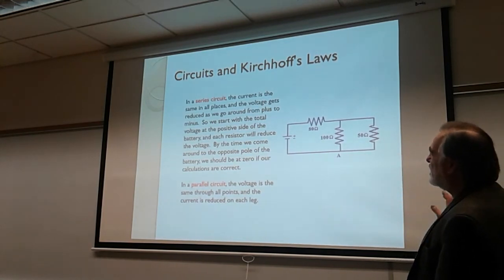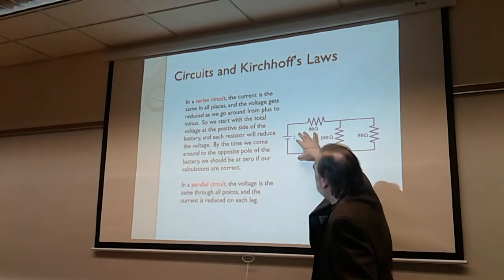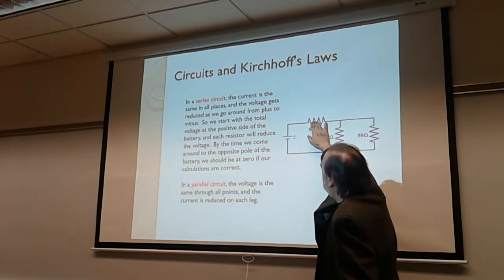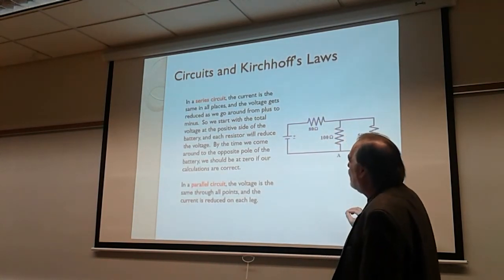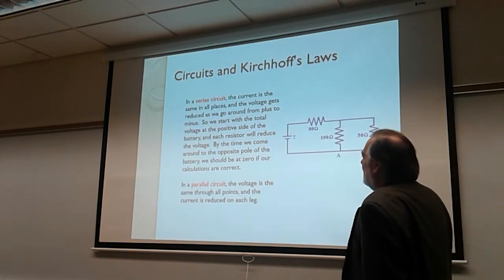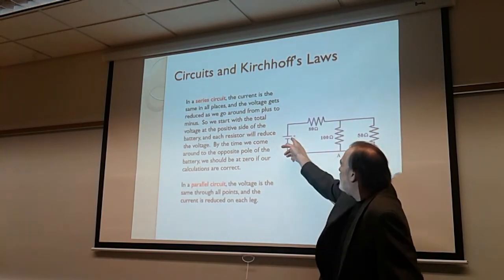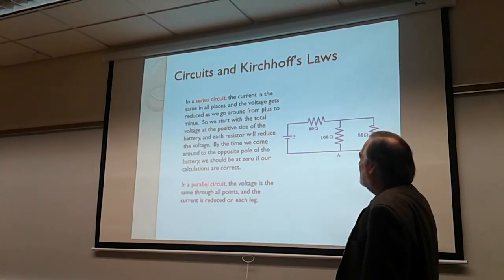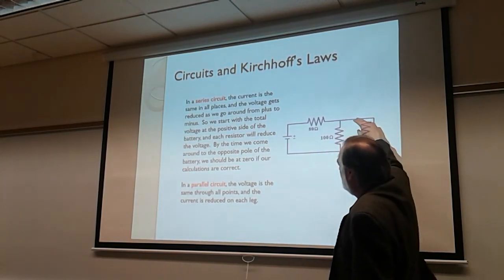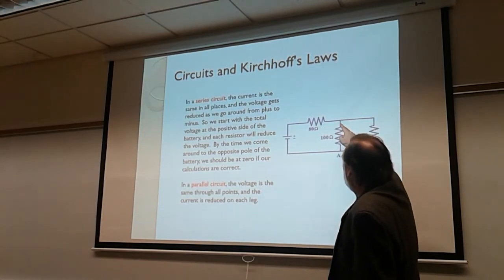So, in summary, in a series circuit, the current is the same in all places in the series circuit, and the voltage gets reduced as we go from plus to minus. So we started with a total voltage at the positive side, and each resistor reducing the voltage. By the time we come around to the opposite pole, we should have a voltage of 0, as I showed in our example. In this parallel part, the voltage is the same in both of these, but the current is reduced on each leg going in.